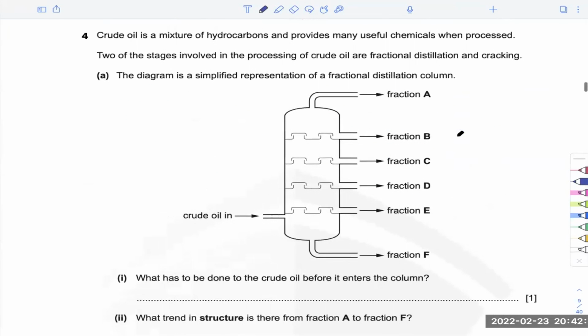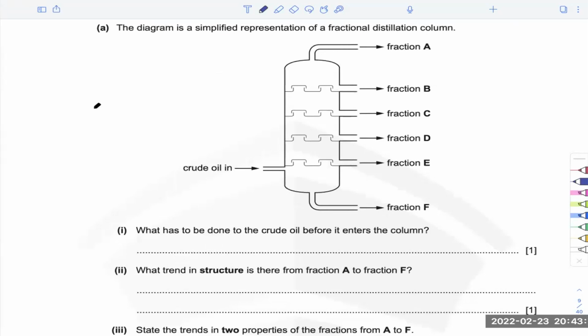आसान है. Crude oil is a mixture of hydrocarbons. The diagram is a simplified representation of fractional distillation. What has to be done to the crude oil before it enters the column? Of course, we have to vaporize it, because if we don't get vapors, they won't cool down and make liquids that we can separate.